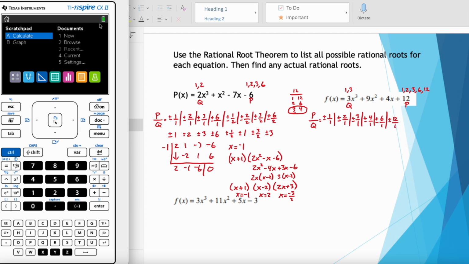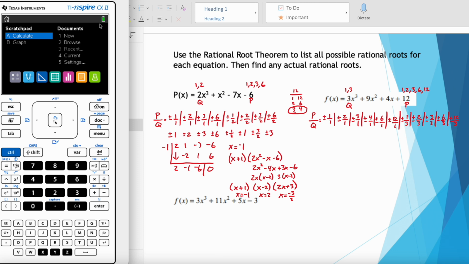Once we've done all of the ones in our denominator, we can hop over to 3's, which means positive negative 1 over 3, positive negative 2 over 3, positive negative 3 over 3, positive negative 6 over 3, positive negative 12 over 3. Now, these are a large number of possibilities that we are going to run into.